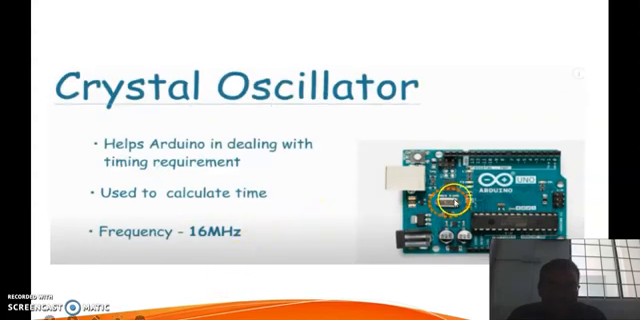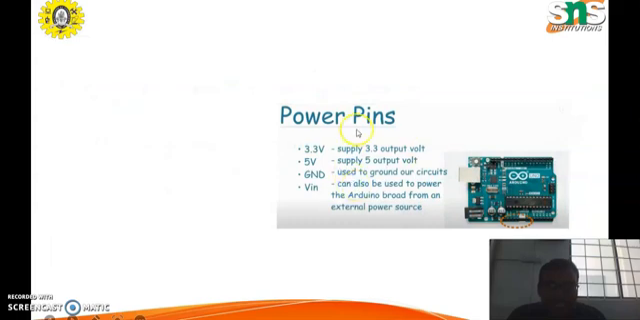Next component in the Arduino board is the crystal oscillator. It helps Arduino in dealing with the timing requirement. It is used to calculate the time. Frequency is 16 MHz.